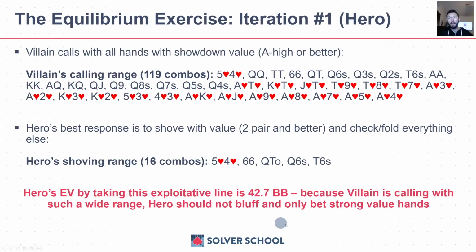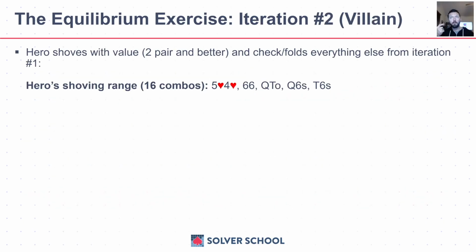So we have this first range here that hero is shoving with. And the second step of this process is, now we flip this around and look at what the villain's best response to the hero's shoving range looks like. If hero shoves with value, so two pair and better, and check folds everything else, they're shoving with this range of 16 combos. And what we want to find now is, from the villain's perspective, what are the hands that villain should be calling with in this spot?